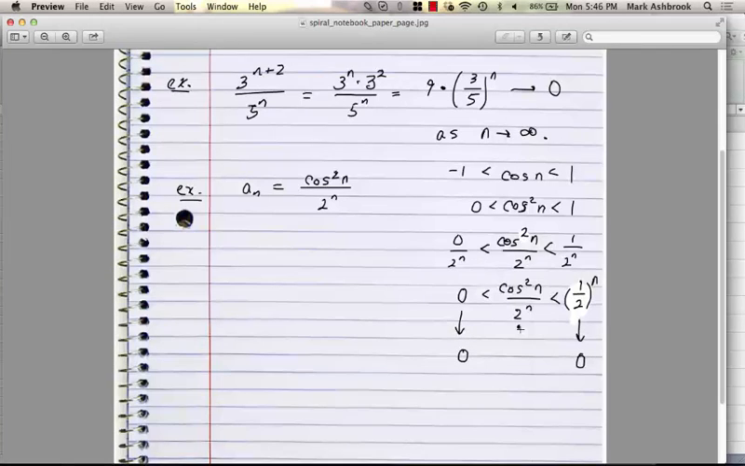So what about this? It should make perfect sense. This thing is always sandwiched between something that's going to 0 and 0 itself, right? So here's 1 over 2 to the n going to 0. Here's 0. And that thing's always in between those two, so it's got to go to 0. It's called the squeeze theorem.